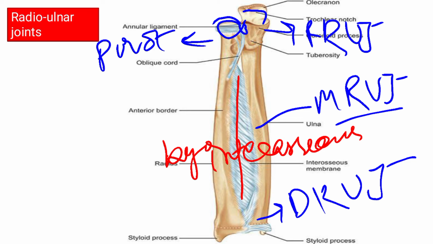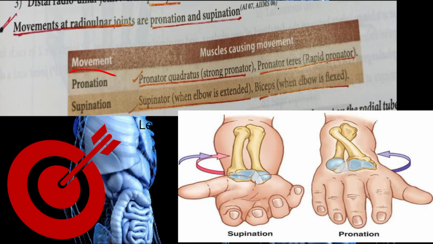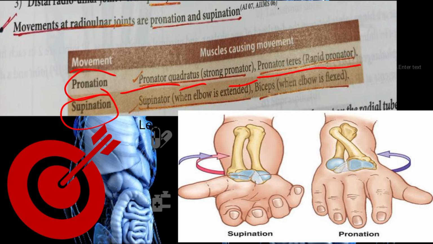And the distal radioulnar joint is also a pivot type of synovial joint, between the head of the ulna and the ulnar notch of the radius. The movements of the radioulnar joints are pronation and supination. Pronation muscles are pronator quadratus, the strong pronator, and pronator teres, the rapid pronator. For supination, the supinator acts when the elbow is extended, and the biceps when the elbow is flexed.